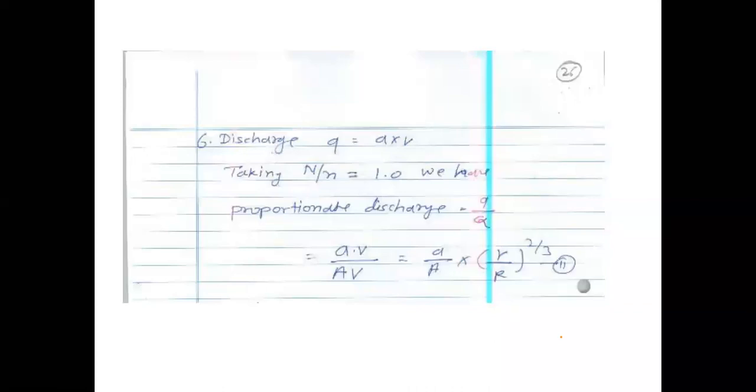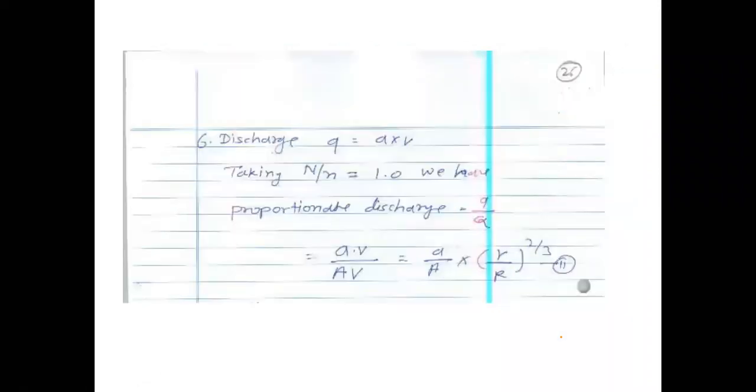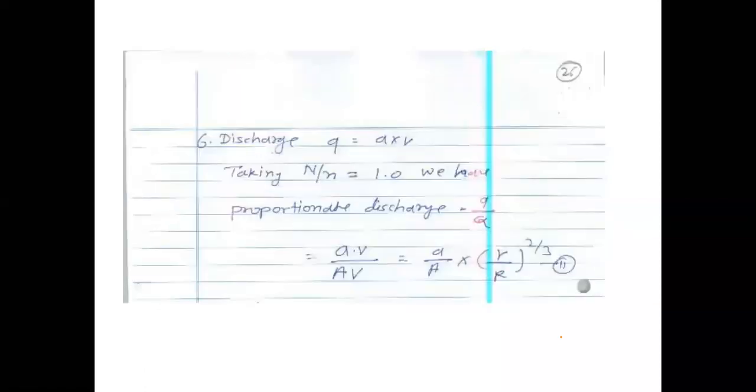What is the equation for small v upon capital V? It is small r upon capital R raised to 2 by 3. Recently we have calculated this in the earlier slide. Small r upon capital R raised to 2 by 3 is the equation for small v upon capital V. So it is further segregated: small a upon capital A into small r upon capital R raised to 2 by 3. And both the equations we already know.